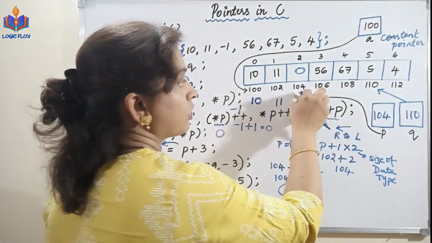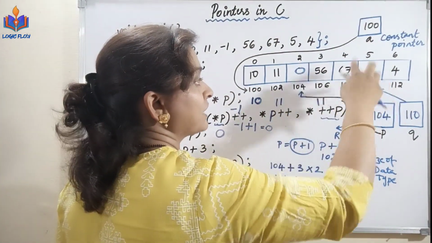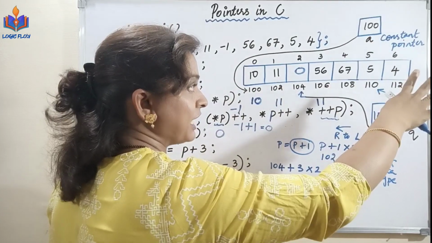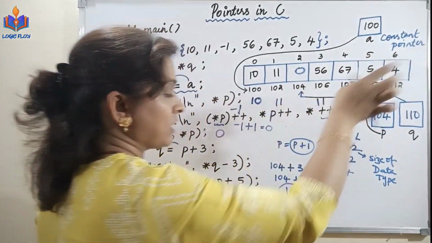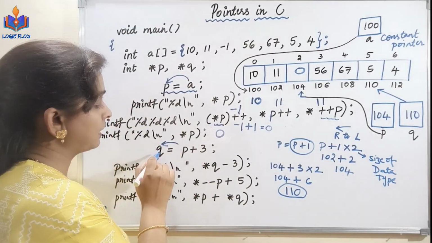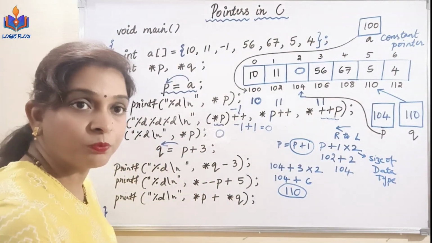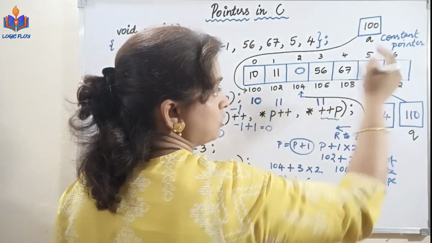Right? You can either do it like this or simply say advance by 3 locations. P is pointing to 104. Just move forward by 3 locations or 3 positions: 1, 2, 3. So it is 110. That 110 I am storing into the new pointer variable Q. So Q is getting the value 110.